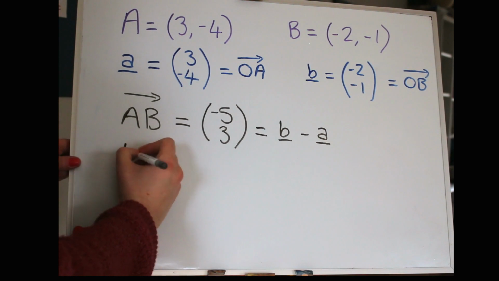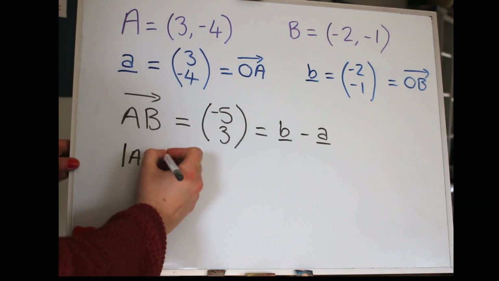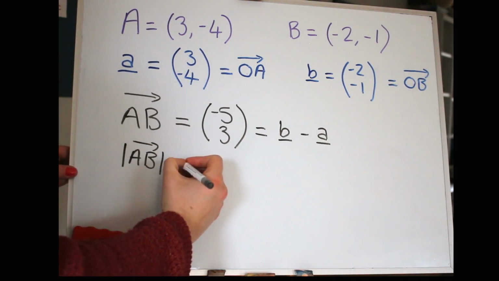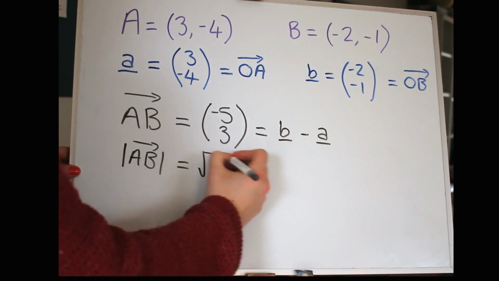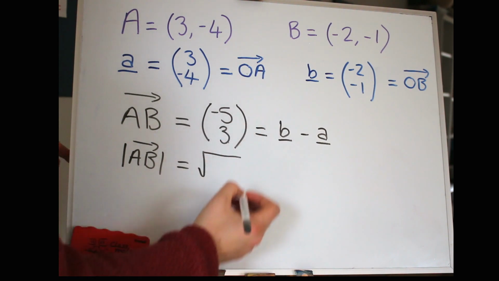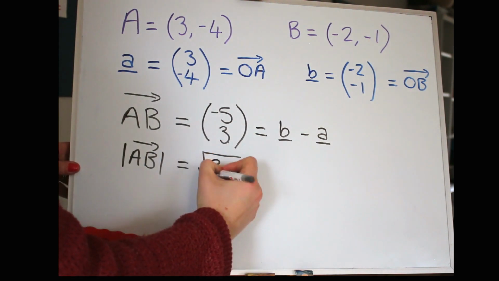Good, and just to carry on practicing the magnitude, because that's a very important thing, find the magnitude of that vector A to B. Do have a go using Pythagoras, so 25 plus 9, and I make that to be root 34.